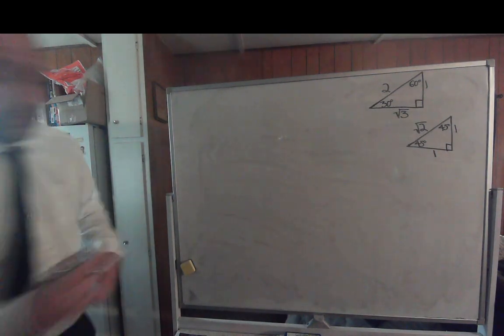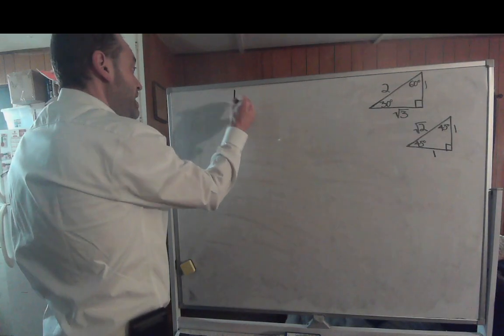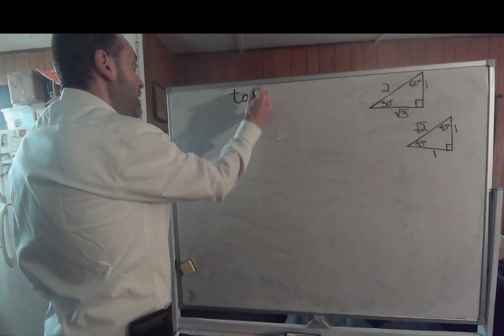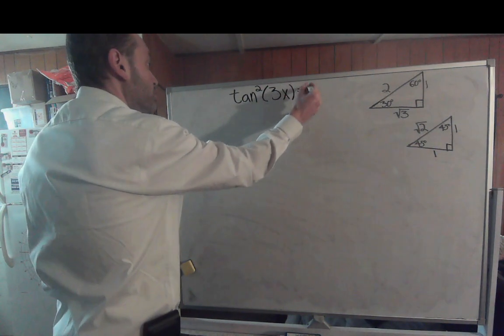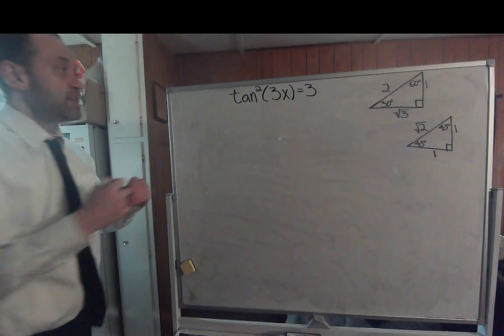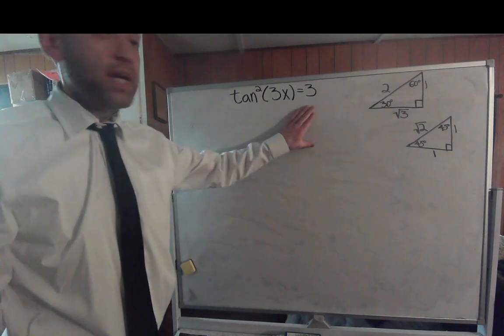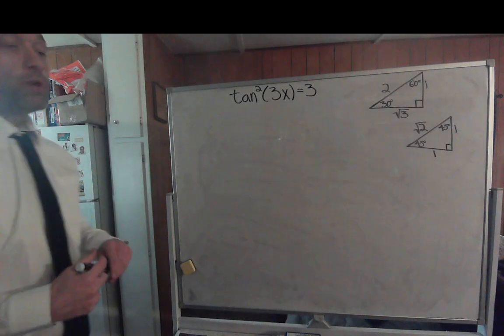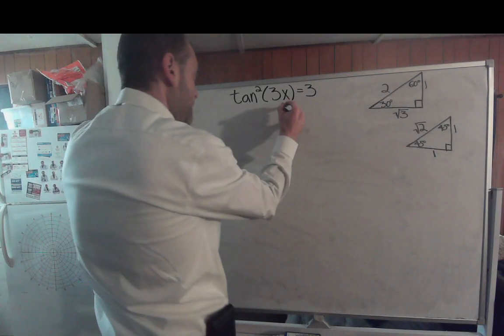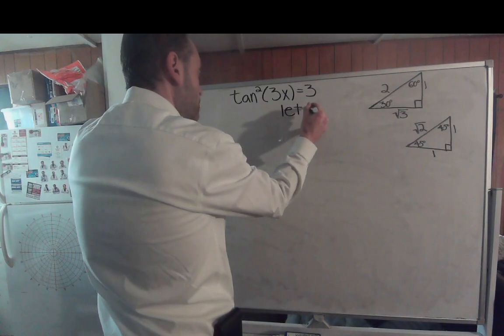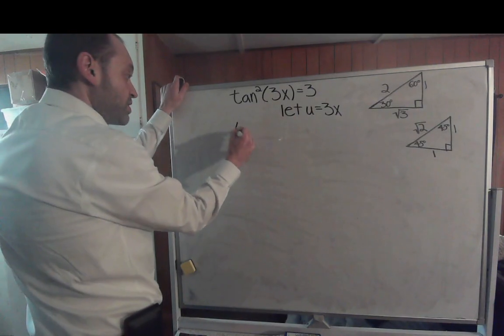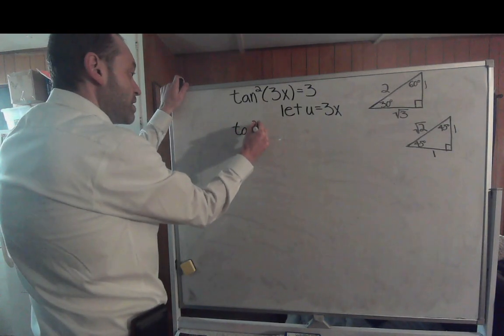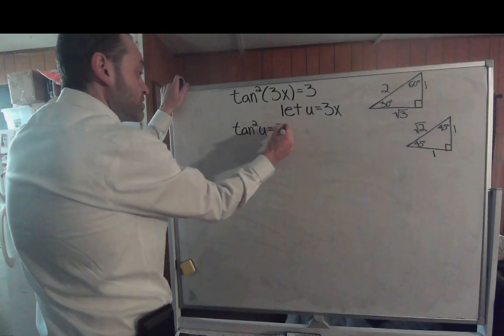All right. We have that the tangent squared of 3x is equal to 3. So we're given that the tangent squared of 3x equals 3. Okay, well, start out, let u equal 3x. So we will let u equal that 3x. So this will temporarily turn into the tangent squared of u equals 3.